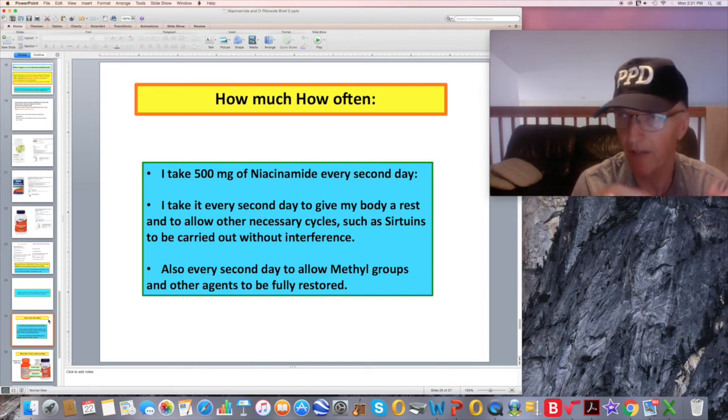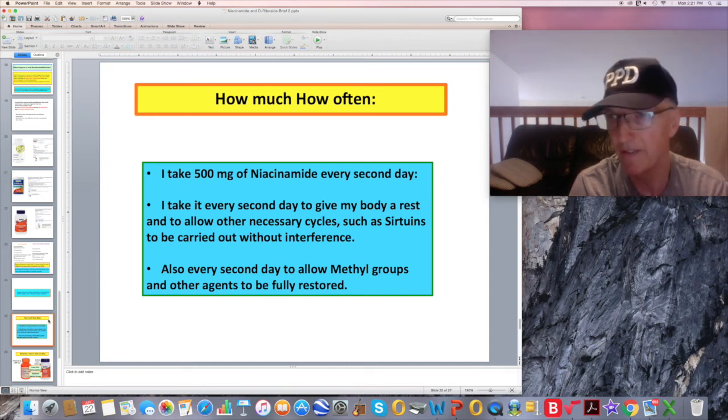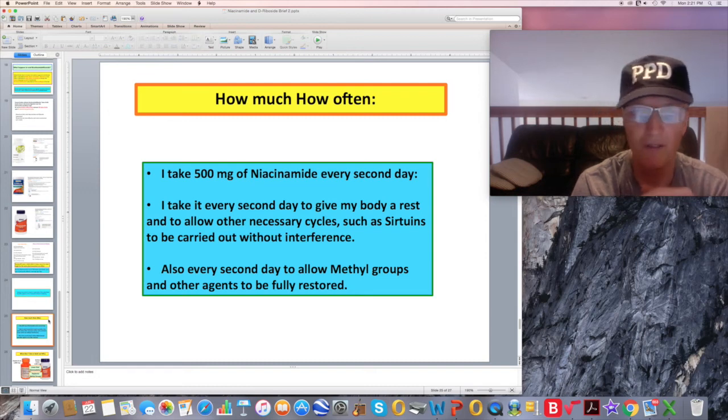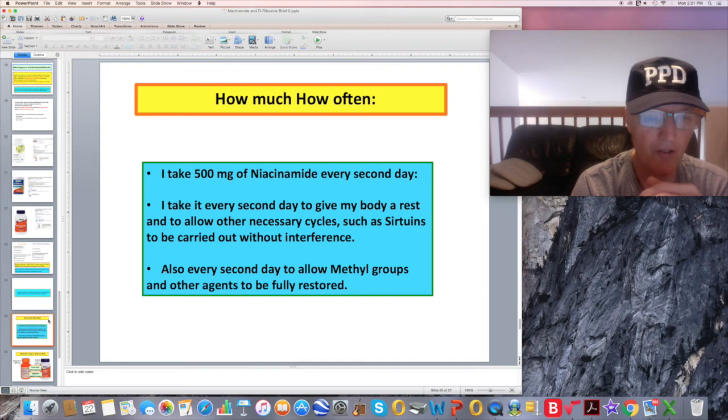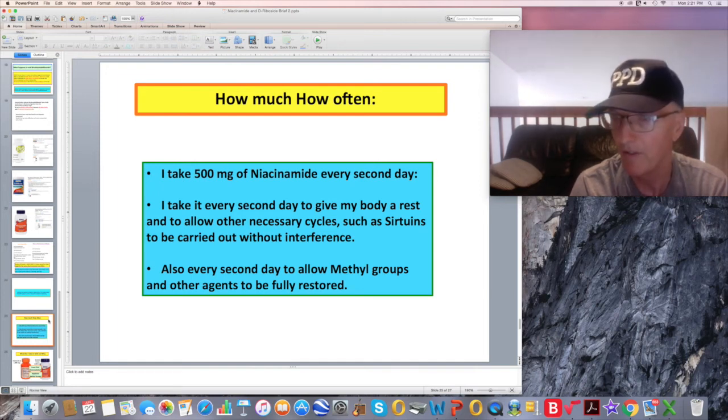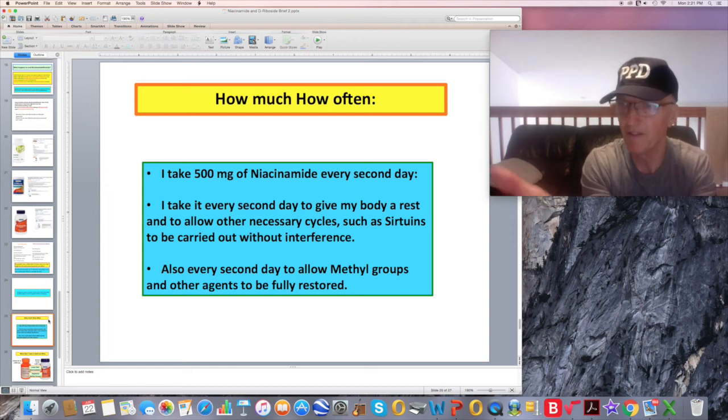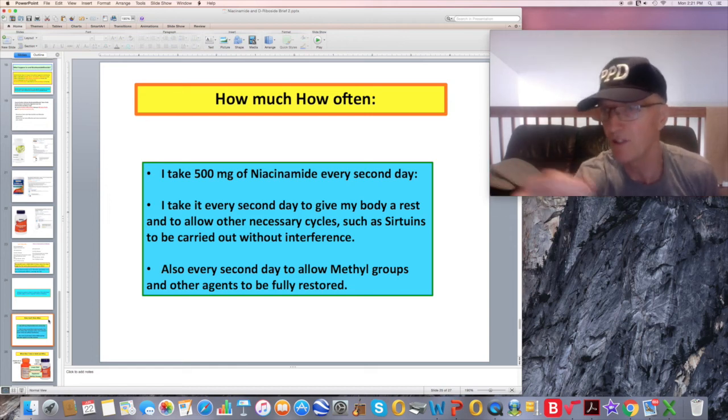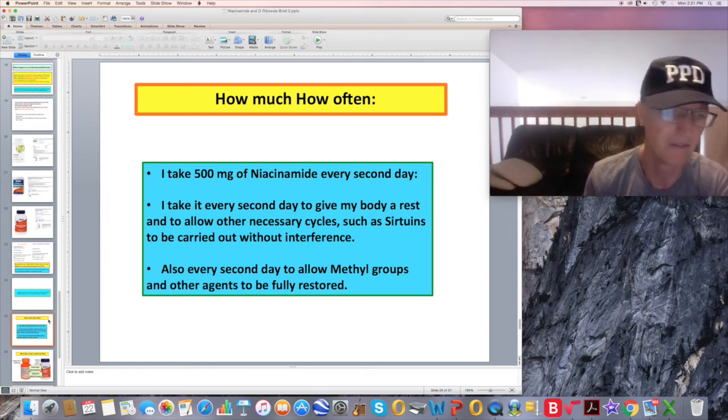In other words, if you have your system tied up in one cycle, it might be hogging the cyclic space and maybe interfering inadvertently with something else going on that we do know or maybe don't even know. Also, every second day allows the methyl groups and other agents to be fully restored. So I want the system to be topped up. I don't want to drain any portion of a vital cycle.